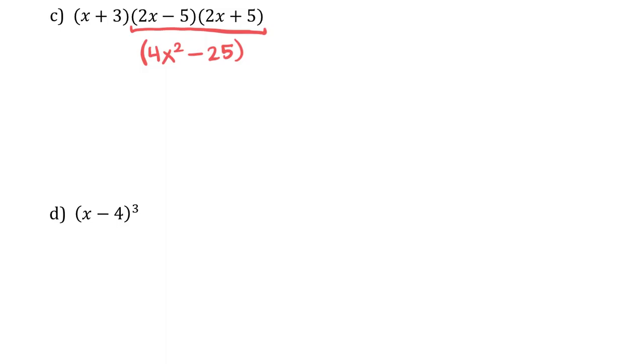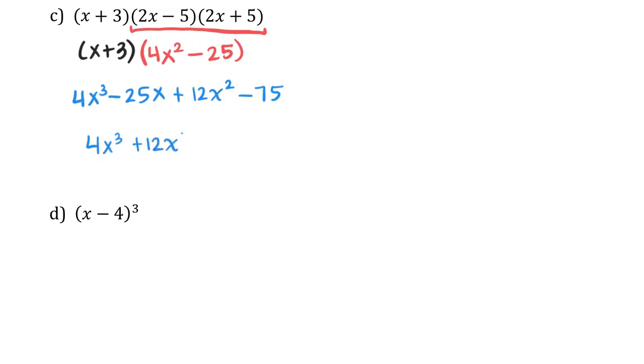Okay, I did those two first, so now I need to bring down the x plus 3. Okay, now I'm going to go ahead and distribute this now. So x times 4x squared, 4x cubed, negative 25x, positive 12x squared, 3 times negative 25, negative 75. Okay, let me just put this in standard form because I don't see any like terms. Okay, so I got 4x cubed plus 12x squared minus 25x minus 75. And if you did it in a different order, you should get the same answer. If you used a different method, you should get the same answer.